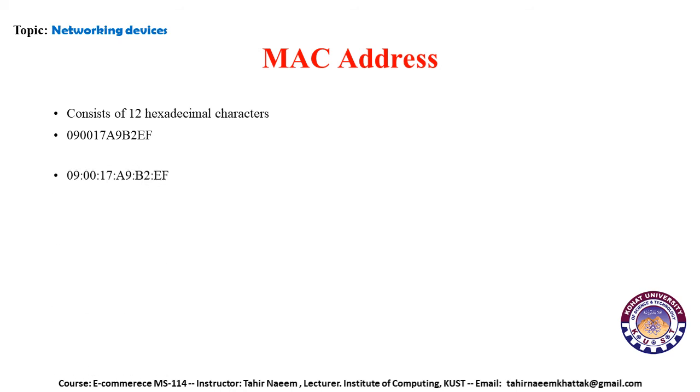There is another way, if we put a colon after every two digits: 09:00:17:A9:B2:EF. The third way is to insert a hyphen: 09-00-17-A9-B2-EF. So these are the three methods to write down the MAC address, and as we can see, a MAC address may consist of digits from 0 up to 9 and letters from A up to F.